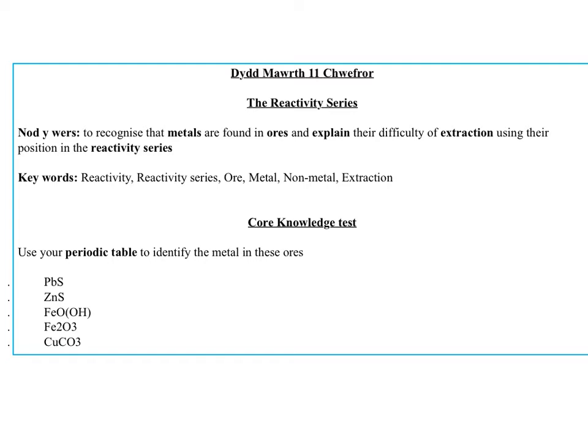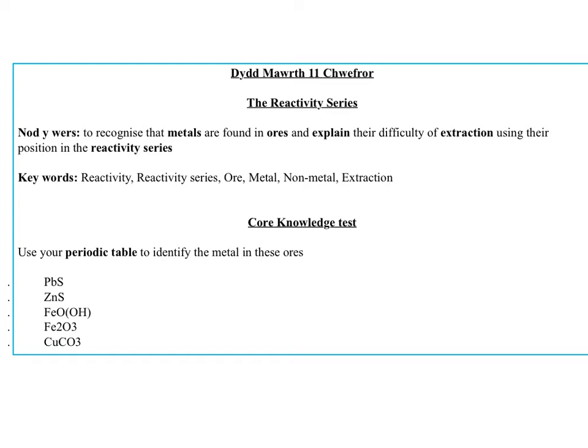If you're using your class notebook, this will already be in, but if you're writing on paper, can you make sure you write down date, title and keywords as though you were in a lesson? So the learning objective today: to recognise that metals are found in ores and explain their difficulty of extraction using their position in the reactivity series. Remember, keywords are really important for your scientific literacy.